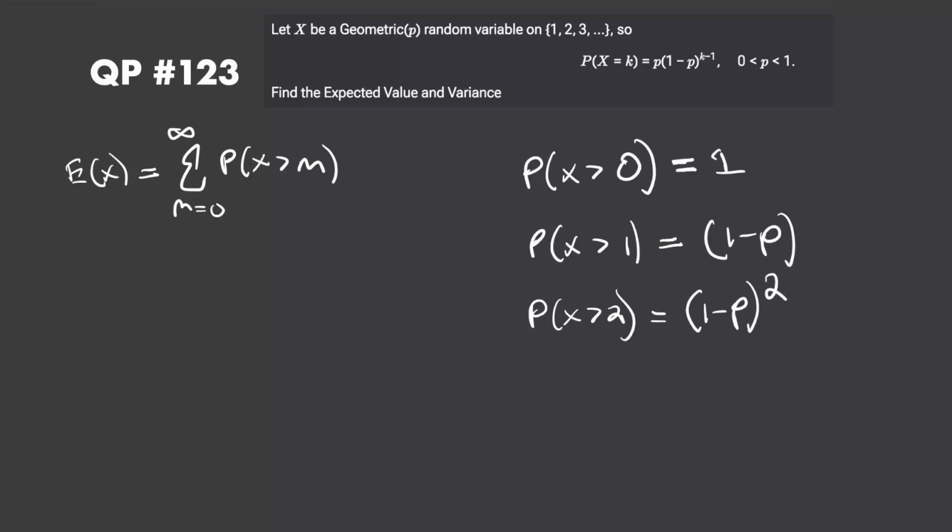Now you can see the pattern. So the probability that the number of trials until the first success is greater than some value m is just going to be equal to (1 minus p) to the power of m, because we need at least m failures to happen before our first success. And so we can just substitute that in right here.